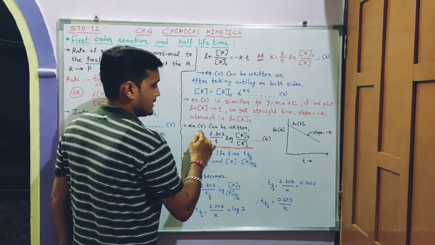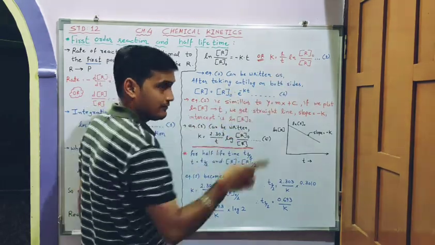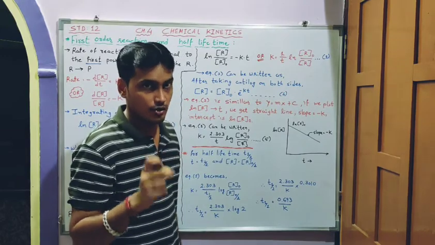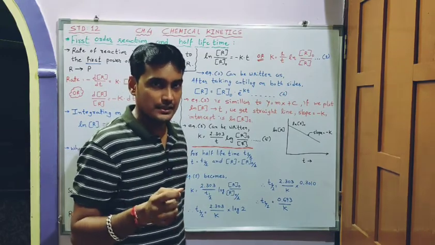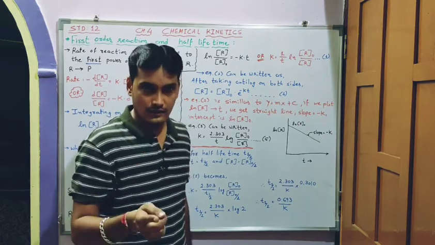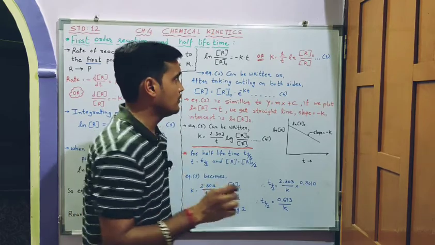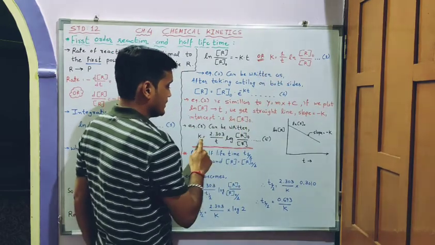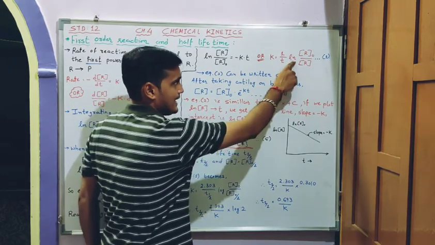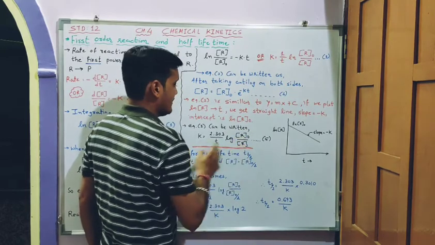Now equation 3 can be written as, after taking logarithm, or you can say simple log. The rule of mathematics is, when we convert ln to log, we have to multiply by 2.303. So this equation becomes k is equal to 2.303 by t, and this ln is replaced by log R0 by R.